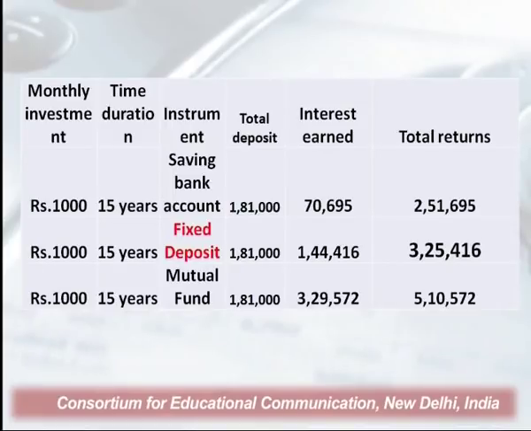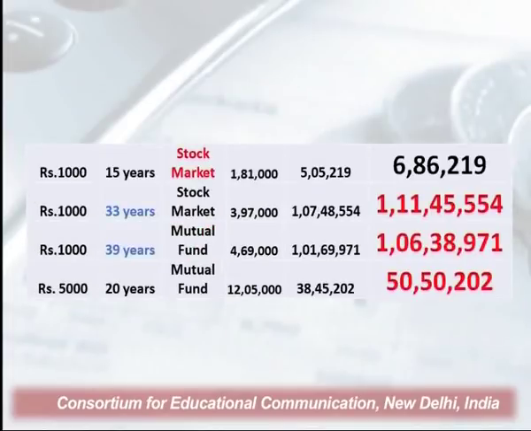In a fixed deposit, because a lot of people in India do have a fixed deposit. So if you take up a fixed deposit with a return of 7%, it will just give you 3,25,416 rupees after 15 years. But the same 1,000 rupees, if invested in a mutual fund which gives an average return of 12%, your money becomes 5,10,000. You can buy a car with that money.